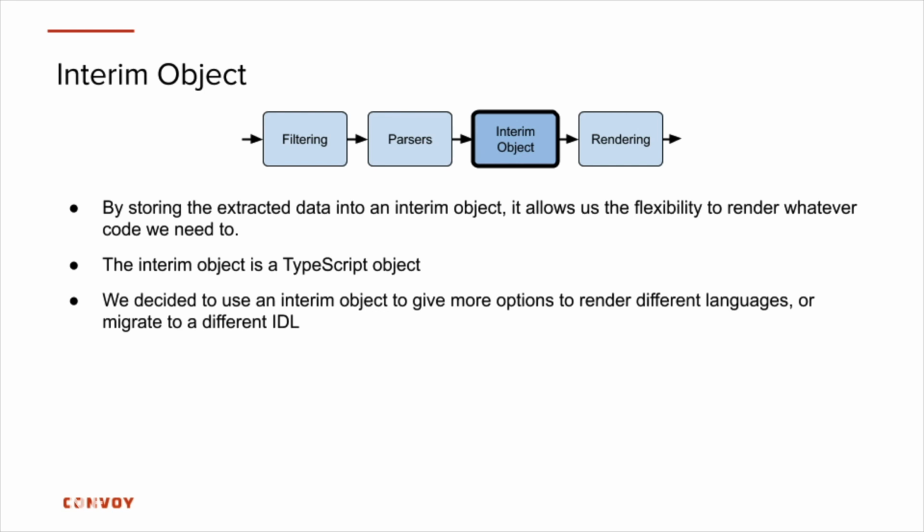So like I said, all of that data is stored in an interim object. Why did we decide to use an interim object? Well, having an interim object gives us a lot of flexibility of what's on either side of this parsing process. So as long as we can use whatever parsers we need to get it into the interim object, we can render whatever we want, whether it's TypeScript or Python or some other language.